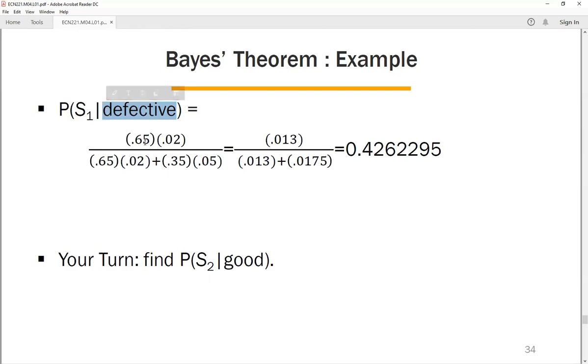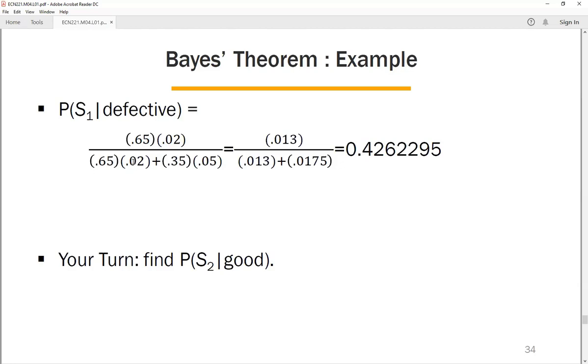So what do we have here? We have up here the marginal probability of coming from supplier 1. In the expression before, that would be the probability of A sub i, where A sub i is that it came from supplier 1, times the probability of it being defective given that it came from supplier 1. That would be, in the expression before, the probability of B given A sub i. And then in the denominator, we have just 2 different possibilities for that A sub i, right?